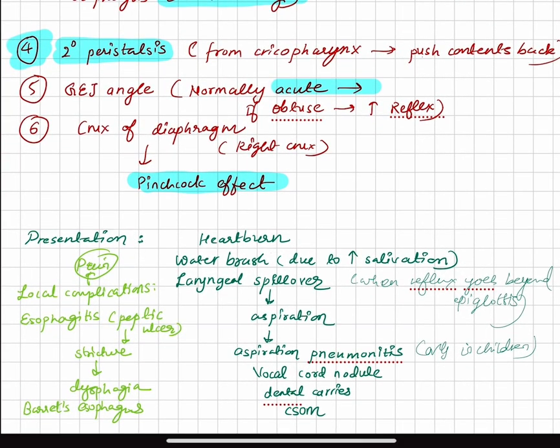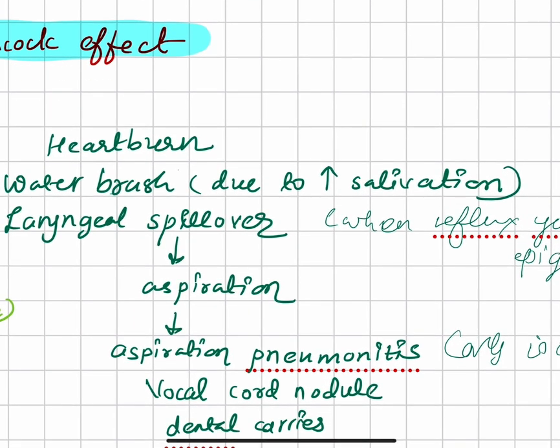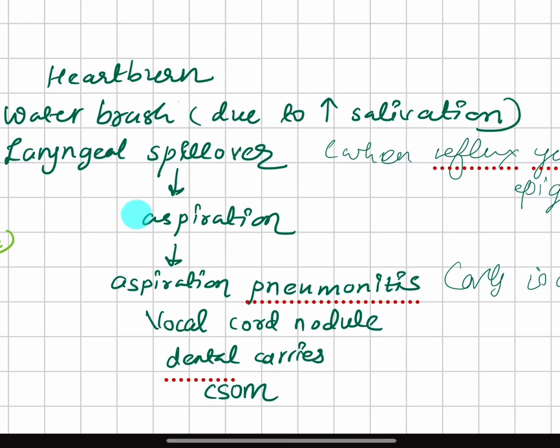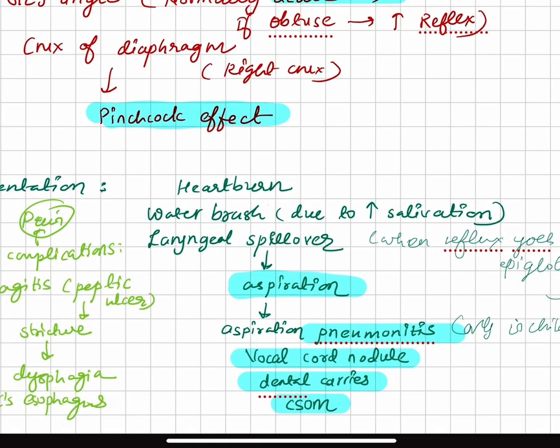So how will the patient present? First heartburn, then water brash, which is due to increased salivation, then laryngeal spillover, meaning when reflux goes beyond the epiglottis, it will go into the larynx and lung aspiration, and it can lead to pneumonitis. Also in the larynx, vocal cord nodule can be seen, and if it goes into the mouth, dental caries, and if in the ear, then CSOM. So these are all the complications of GERD.